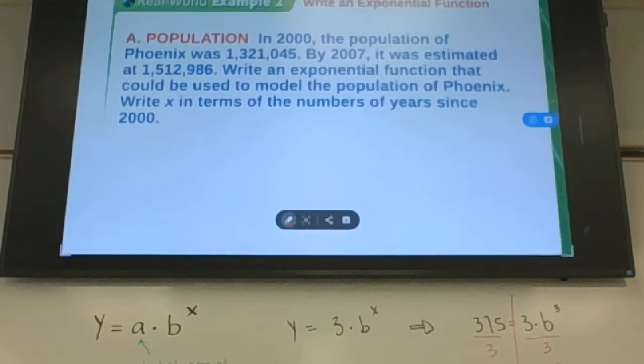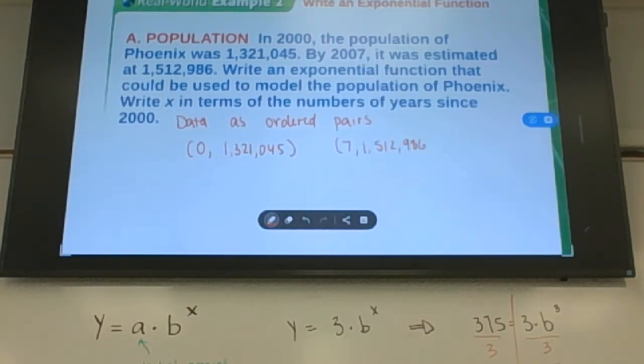So let's think about this data as ordered pairs. In year 0, so we're starting in year 2000, that's considered year 0, we're at 1,321,000. Seven years later, 1,512,000. So this is our data, thinking about them as ordered pairs.